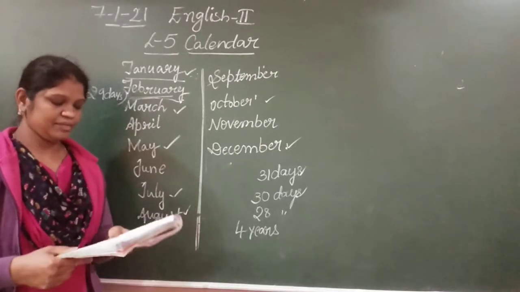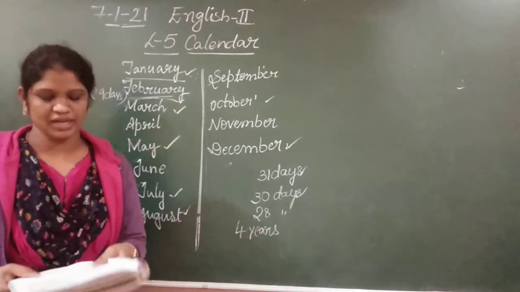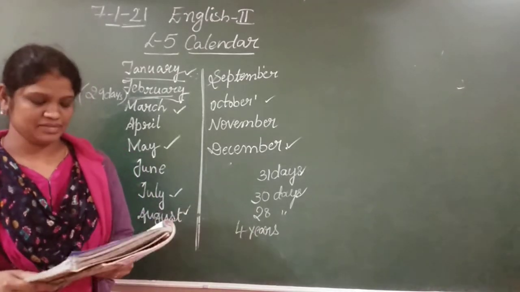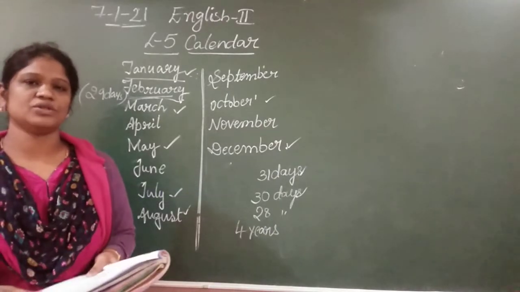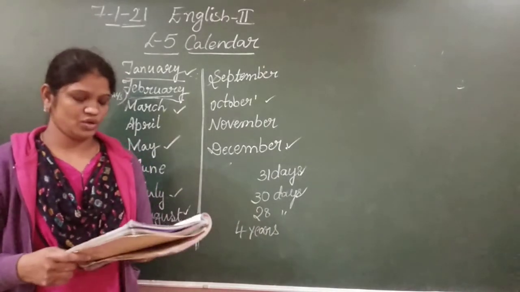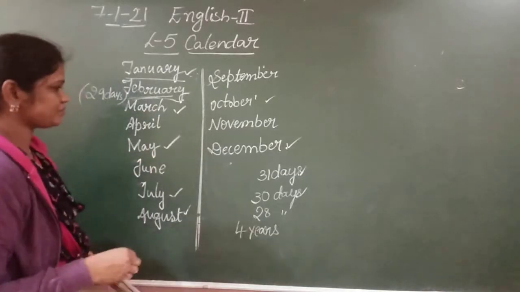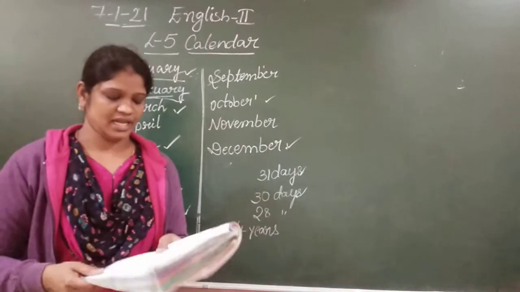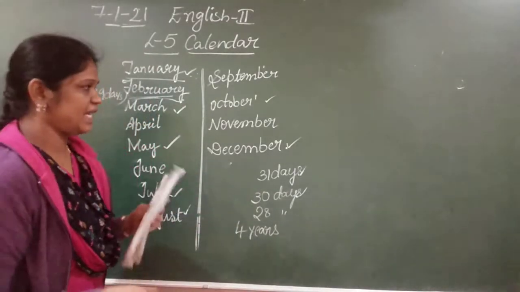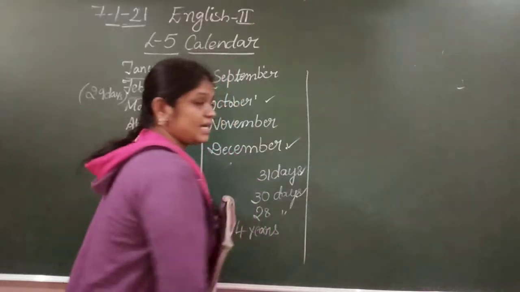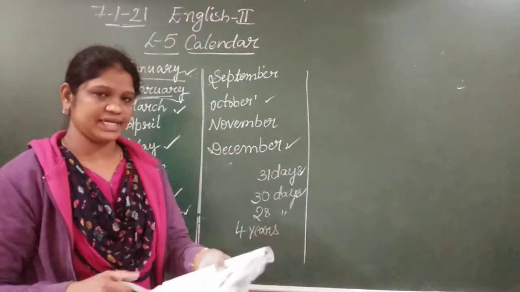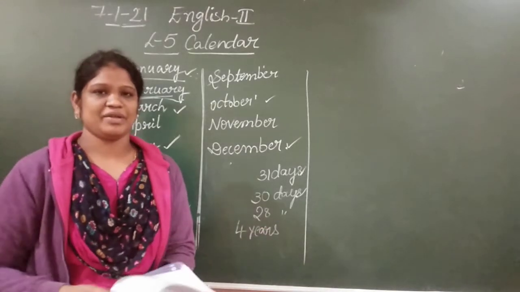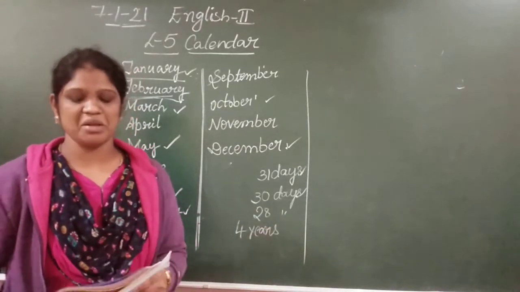So children, name the days of the week on which you go to school. Monday, Tuesday, Wednesday, Thursday, Friday, Saturday also sometimes. On which day of the week is school closed? Every Sunday the school will close. Which day comes after Wednesday? You already learned in the previous class. Which day of the week do you like the most, children? Sunday, because you will enjoy a lot, right?